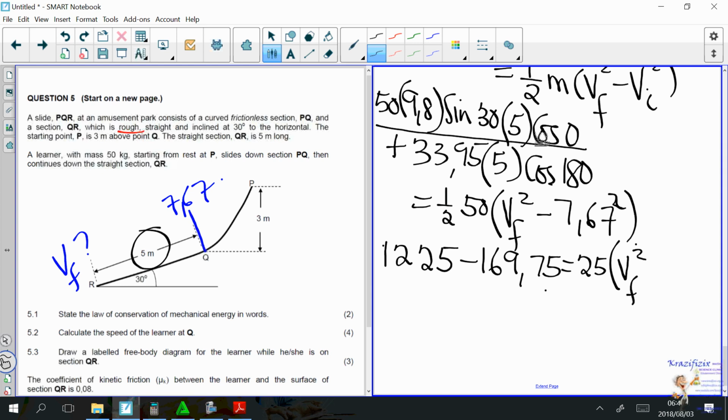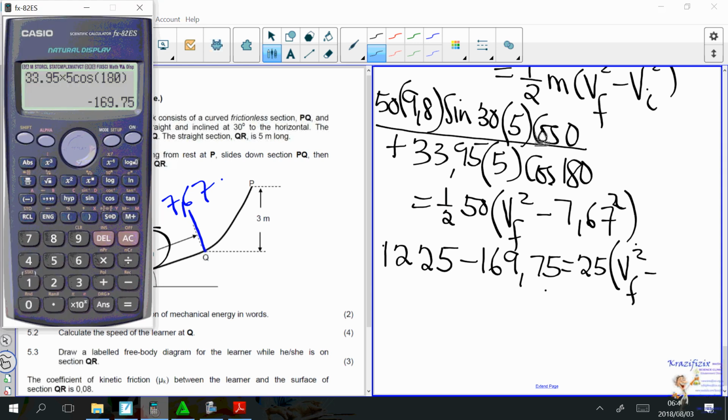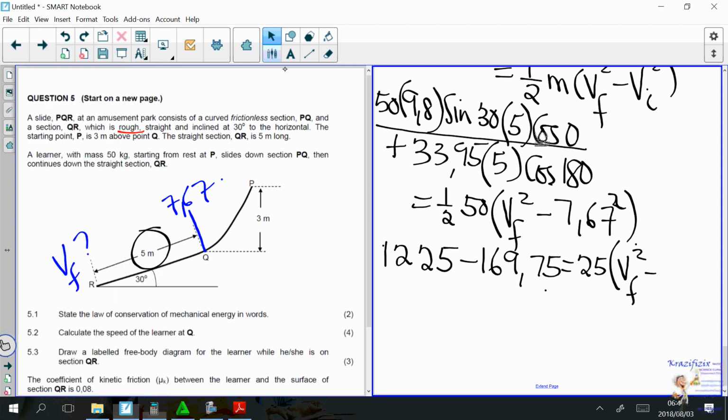Vf squared minus, now let's run to the calculator quickly again. What do we have? 7,67 squared. What would that give us? 58,8289. Please do not round off. 58,8289. You are in the middle of a calculation. 58,8289.